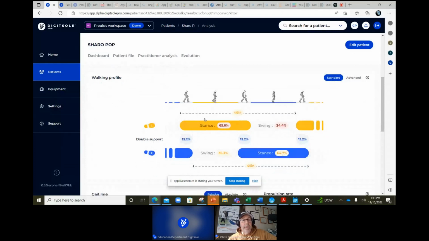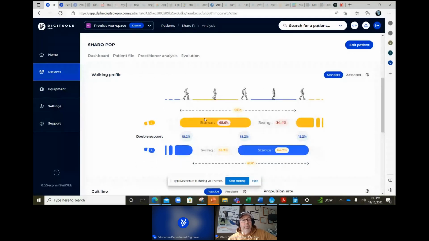And so just at the standard view, it breaks down the left and the right. Now, some people get confused with these colors. These colors are just to separate the limbs in terms of left and right limb. So they're not indicating necessarily a good or a bad thing. Although we see that she does have a swing phase that is being represented in a color.